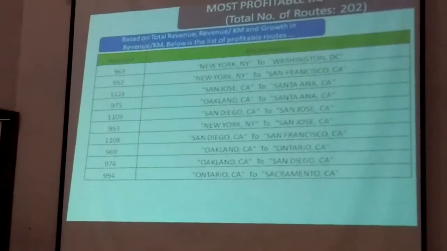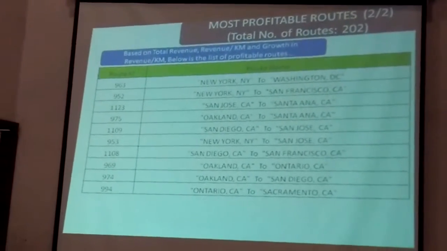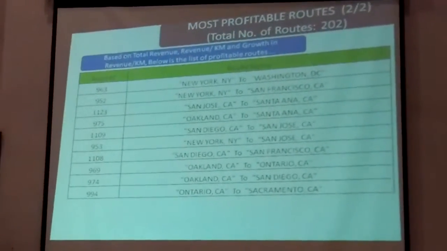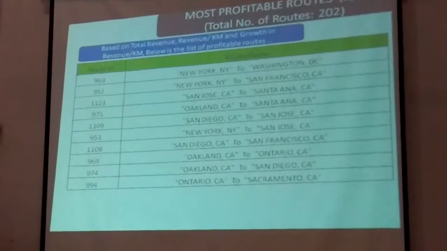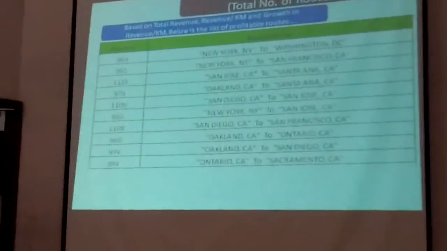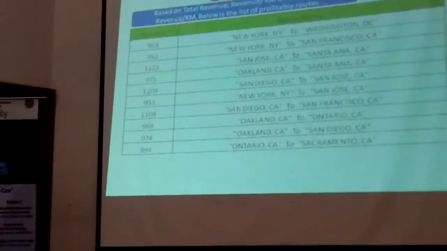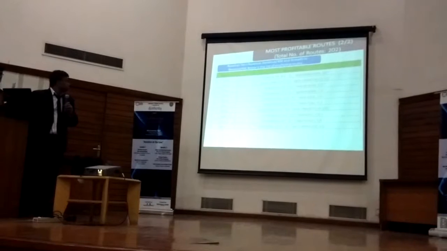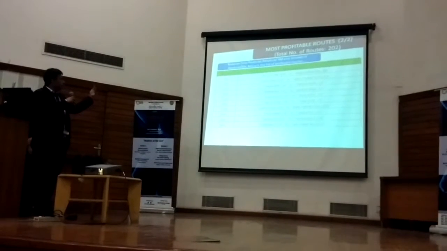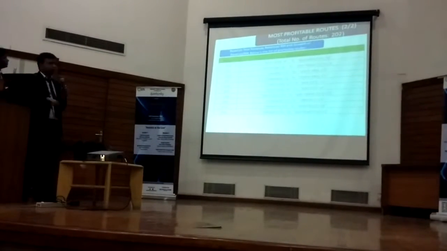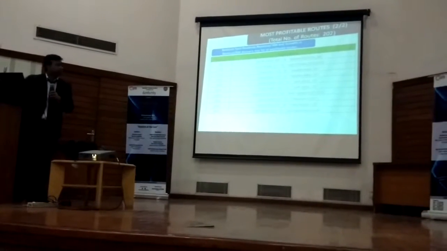So based on the three parameters that I mentioned in the last slide, we have come up with these routes which are the most profitable routes. The procedure to exactly pinpoint the most profitable routes, which are 10 in this case, is that we forecasted the average revenue per kilometer for the next 1 year, 2 years, and 3 years, and see what the common routes in those forecasts are. So these are the 10 routes which are there in the 1 year forecast, 2 year forecast, and 3 year forecast. So we will be concentrating more on these most profitable 10 routes.